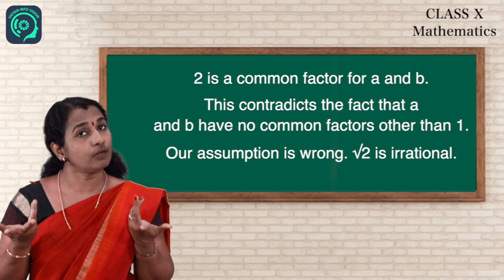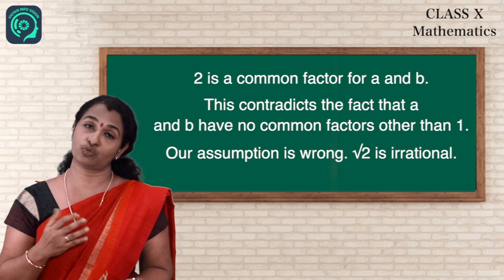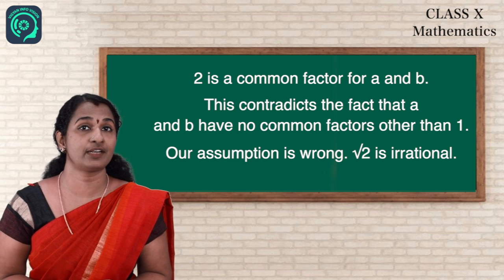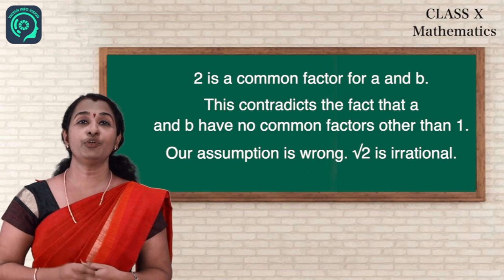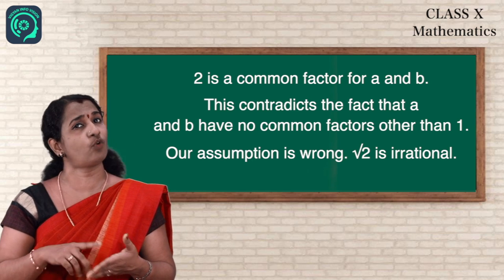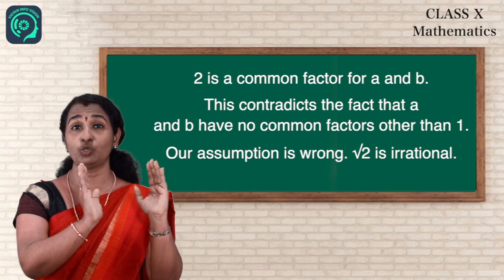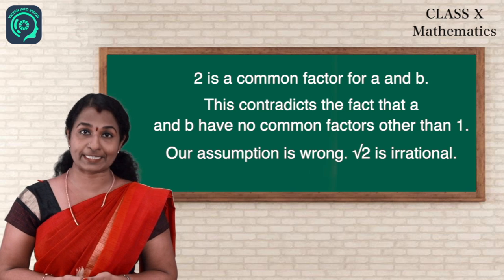Our assumption is wrong. This is known as the method of contradiction, and our assumption is wrong. So root 2 is not a rational number. Root 2 is an irrational number. Similarly, you can do the proof for root 3, root 5, root 7, root 11, whatever it be. If you understood how to do root 2, all the other proofs will be easy for you. So I think it is clear for you.